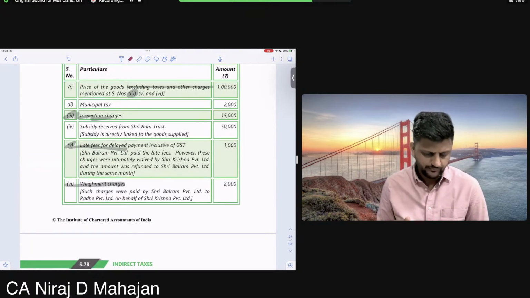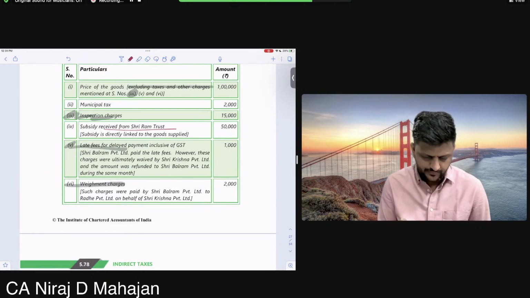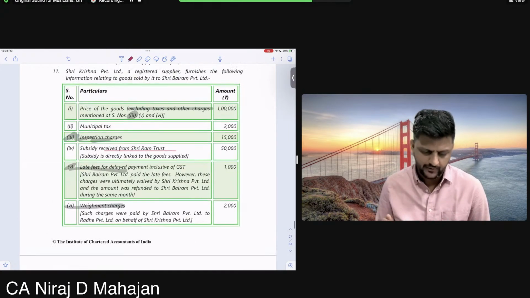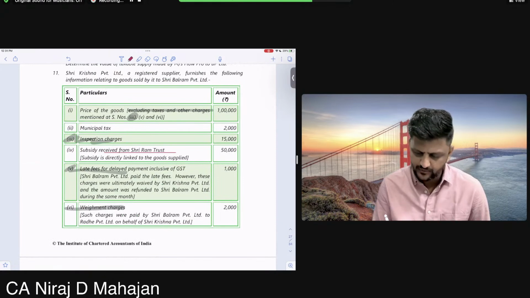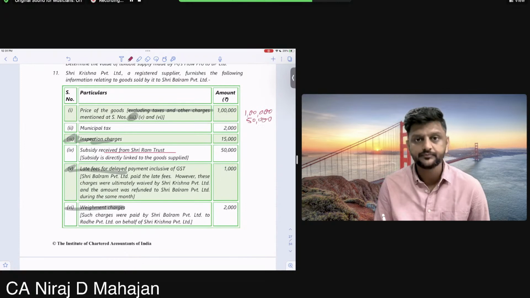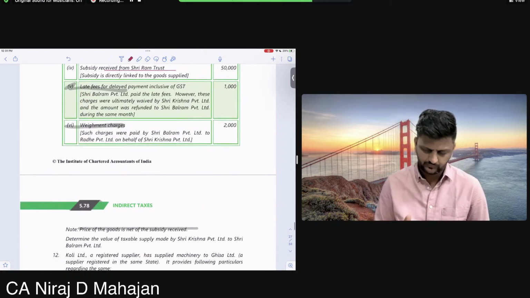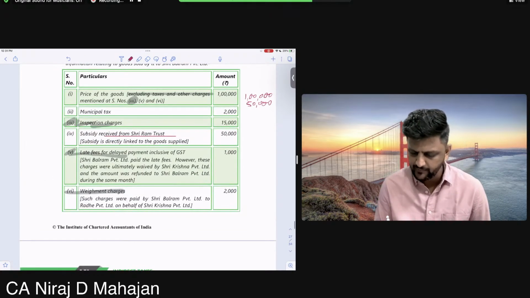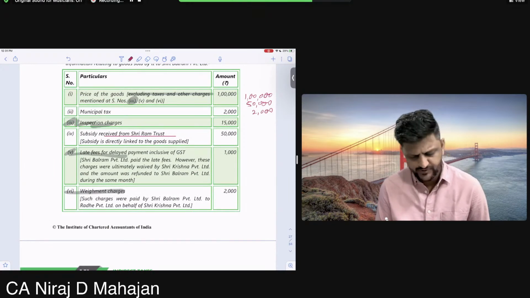Subsidy from whom? Subsidy received from Sri Ram Trust. Not allowed. Add back. So the 1 lakh. Okay, original, I am adding back the subsidy. Is it okay, children, yes or no? The price was net of subsidy, right? Municipal tax, add back. Inspection charges, add.